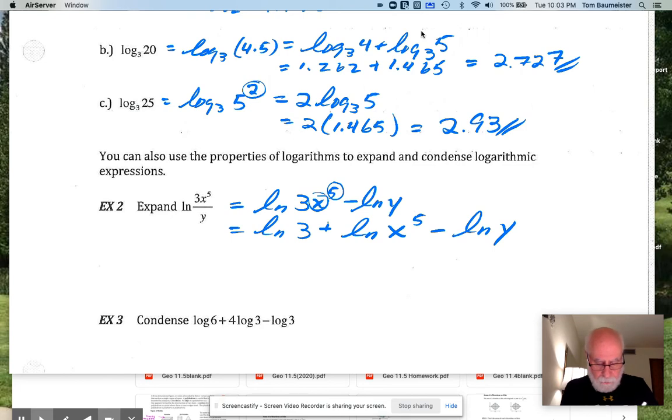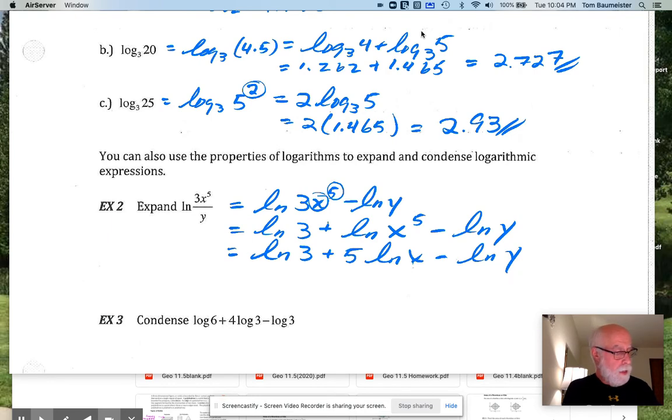Now, why did I do that? Because some of you would have said, well, why didn't you just take the 5 down in front? Well, because the 5 is only attached to the x. It's not attached to the 3 times x. If I would have had the 3x in parentheses like that, then I would have brought it down. But now since I have the x by itself, I can go ahead and bring that 5 down. And that's as expanded as I can do it. I can't do anything else.